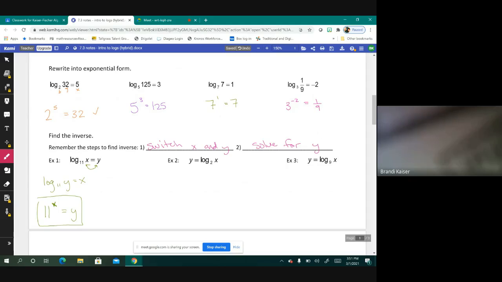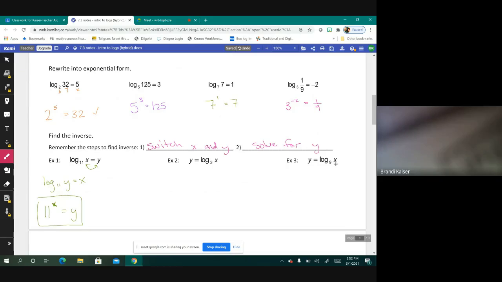Okay, if you have to find the inverse of a log, you should not end up with a log. You should end up with some kind of exponential function. So again, I would recommend maybe pausing the video and trying the other two. But if you're ready, we're going to go through number 2.